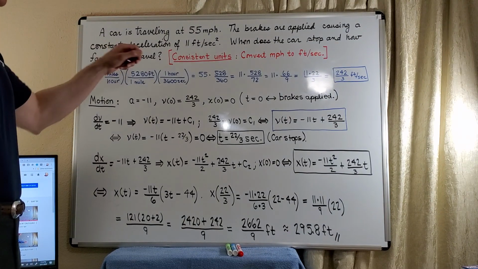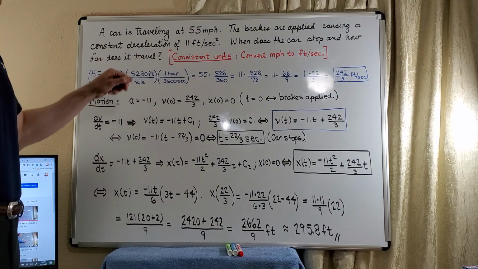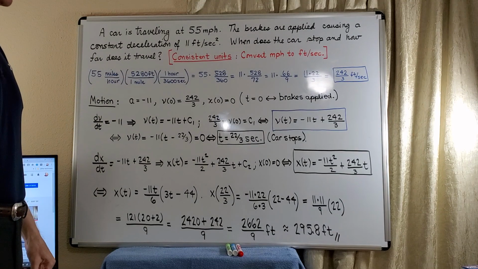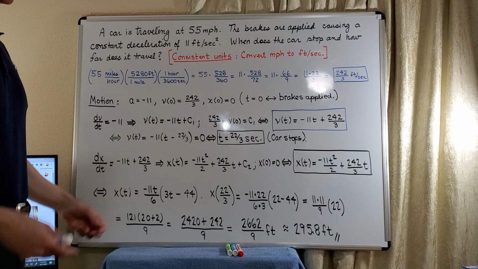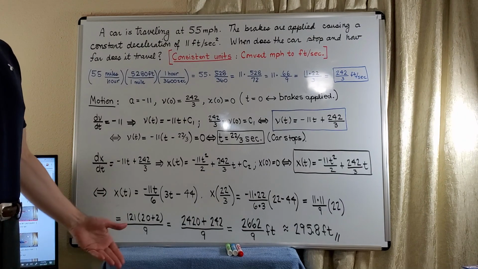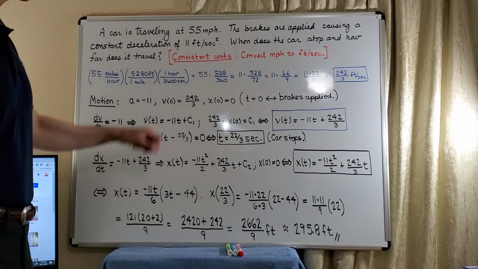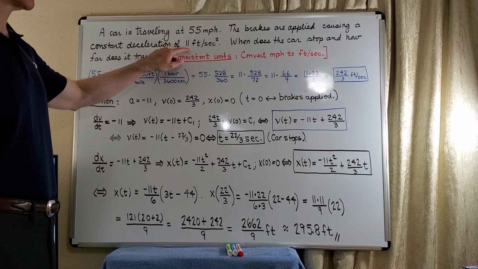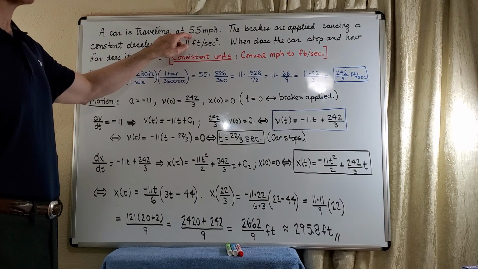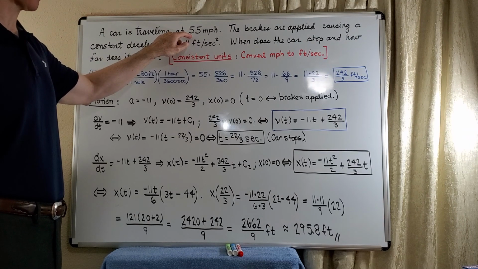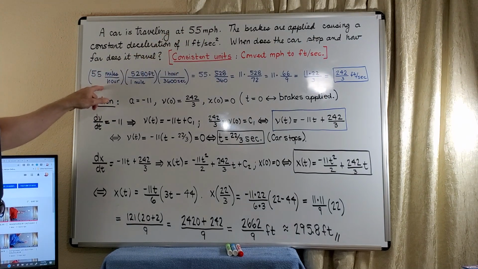Now, the first thing you notice here, I've got written in red, is consistent units. It's really easy to overlook consistency of units when you're trying to get right to the calculus part. But notice we have a constant deceleration of 11 feet per second squared, but our velocity is written in miles per hour. So the first thing we want to do is compute the feet per second dimension of our miles per hour.